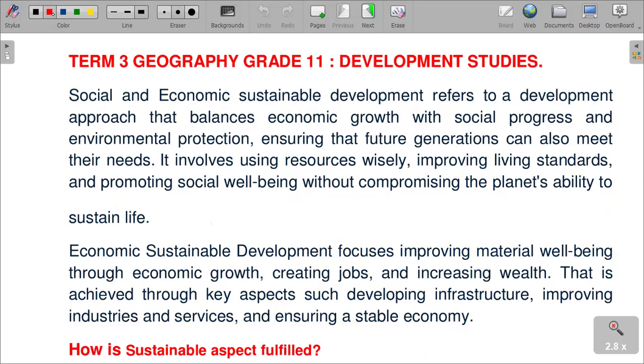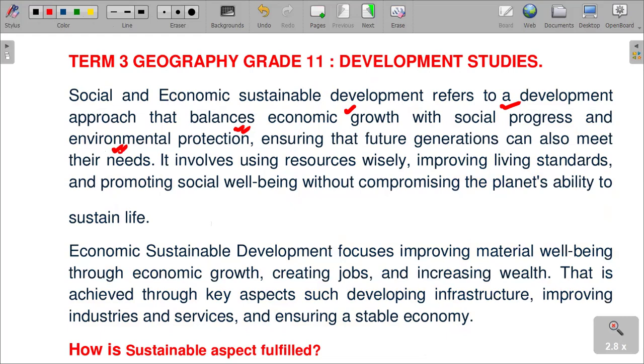Environmental protection remains also a key concept into that. So when we are looking at it, we need to understand the strike of balance between economic growth versus social progress, and also environmental protection, ensuring that the future generation can also meet their needs.